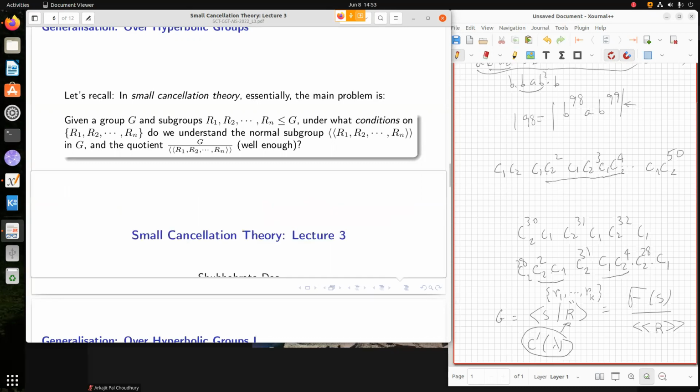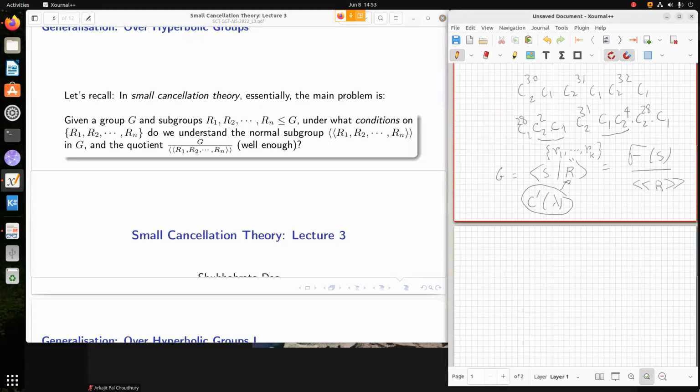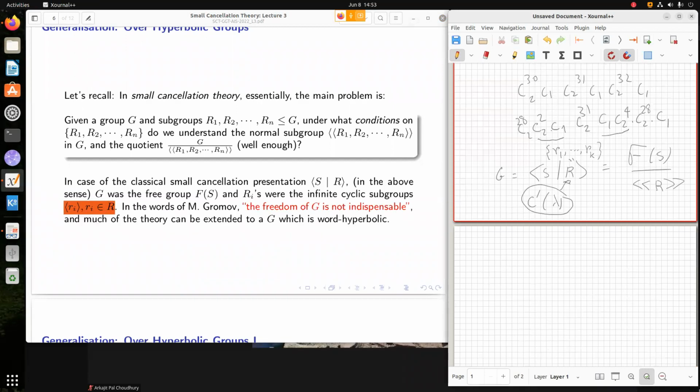Now, if these cyclic groups were satisfying that property C prime lambda, then we got certain consequences regarding the quotient. The quotient is hyperbolic, the quotient has linear isoperimetric inequality, etc. We had a lot of consequences. Now, if we have to have such consequences for a more general context, where shall we look? That is the question. And in that regard, Gromov says that the freedom of G is not indispensable.